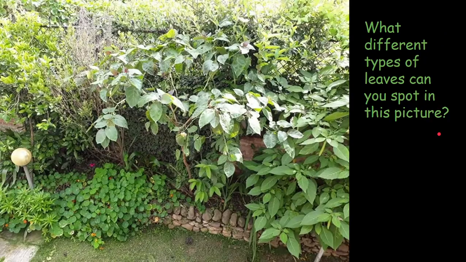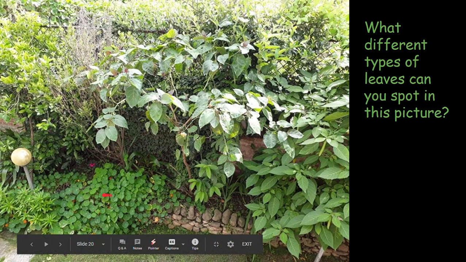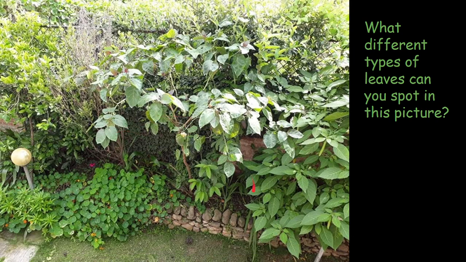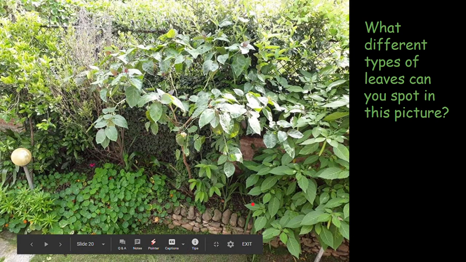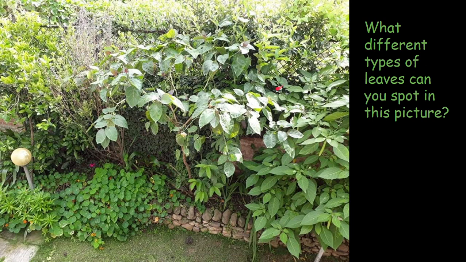Now let's look here. What different types of leaves can you spot in this picture? There are so many different kinds I can see. Can you? Yes, you're right. I can see the rounded leaves. I can see the ovate leaves. I can see the narrow leaves. And I can see a palmate leaf.